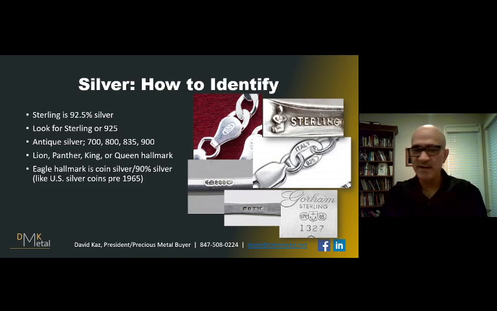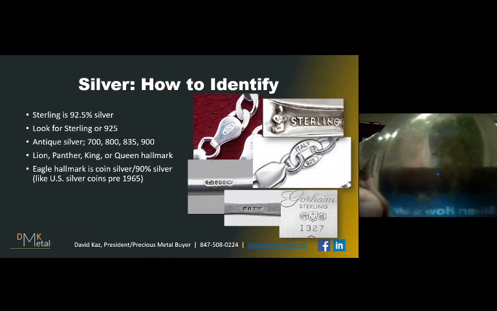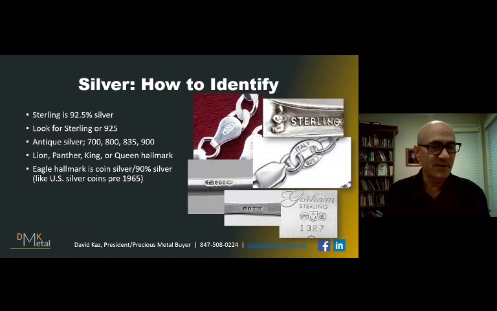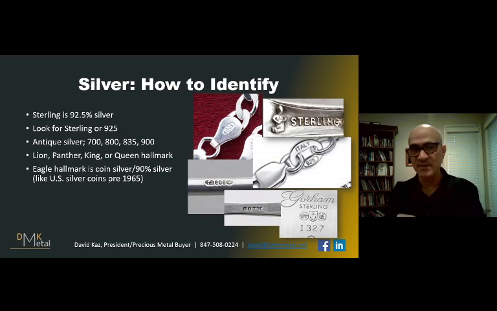Now, some items that are antique or imported from Europe or around the world might have a number on there, like 700, 800, 900, 835. What that means is there are 700 parts, 800 parts per thousand, 900 parts per thousand silver. So still a majority of the item is made out of silver. It's just not sterling, which is 925 parts per thousand.